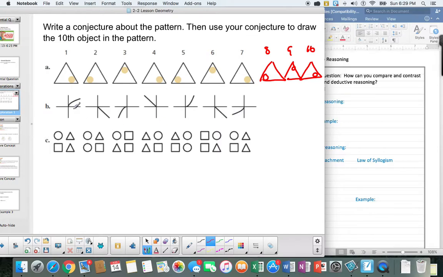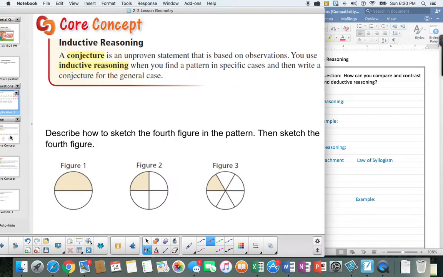I'm going to look at the pattern. It looks like a curve on this first quadrant. Then this quadrant is a straight line, a curve, a straight line, a curve, a straight line, a curve. And so this one is going to have the straight line. This one will have the curve. And then this 10th one is going to have the straight line. And I'm not going to do part C. But this is an example of looking at patterns.